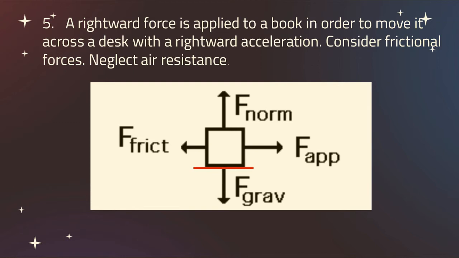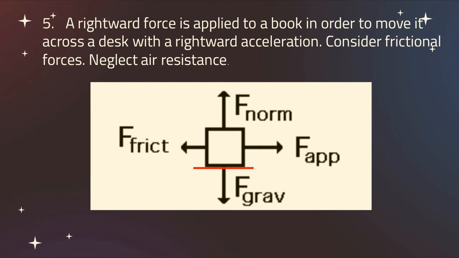Remember that friction is a contact force, and it's present when 2 surfaces, 2 hard surfaces, are making contact with each other. F gravity is always present, and F normal is perpendicular to the surface, not to the object. F gravity is straight down from the object, whereas F normal is perpendicular to the surface.